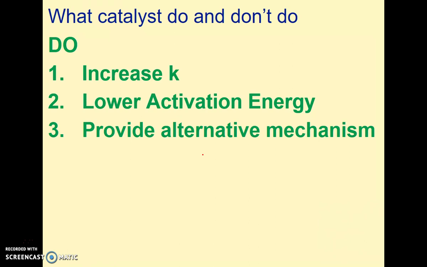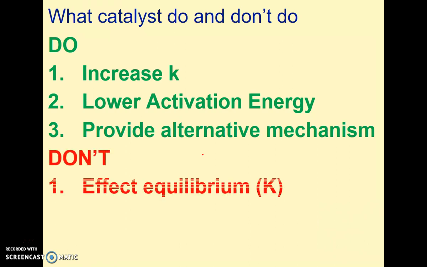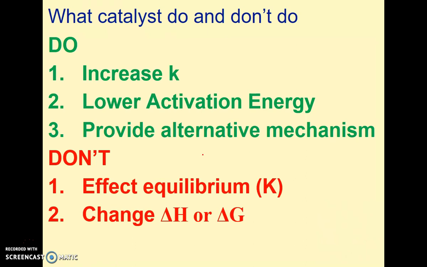Okay. Now what catalysts don't do is affect equilibrium, because they affect both the forward and reverse reaction equally, and they don't change delta H or delta G. So delta H is going to stay the same, and enzymes or catalysts can't make reactions occur that wouldn't. So reactions that have positive delta Gs are not going to occur with a catalyst if they wouldn't occur without a catalyst. Okay, so catalysts do not affect delta H or delta G. They only can make reactions that would occur go faster.